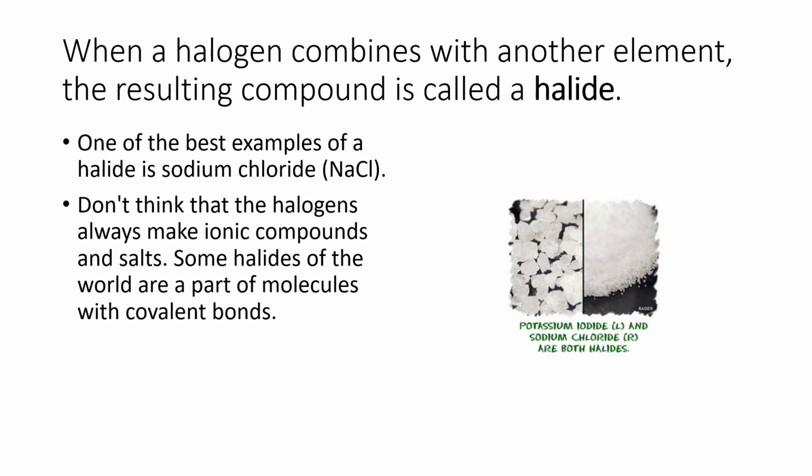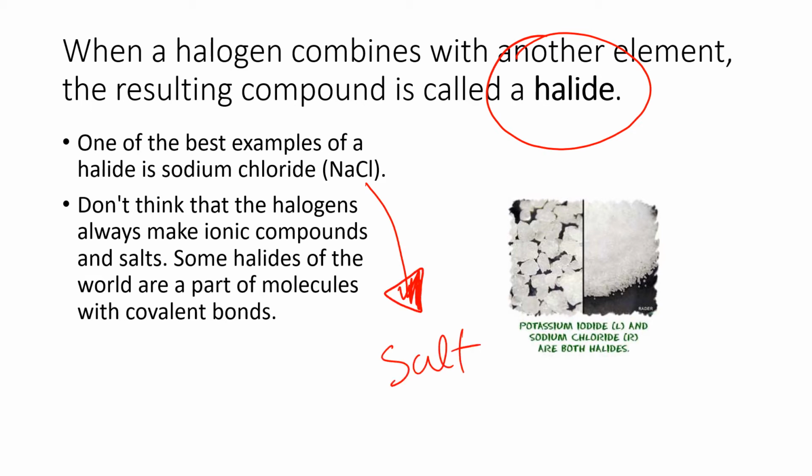So this is actually called a halide when you have a halogen combining with another element. Some examples, or actually one of the best, is sodium chloride. Somebody in class said, oh, isn't that just salt? No, it's not. Technically, sodium chloride is table salt.